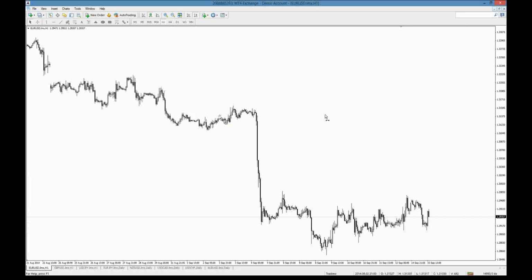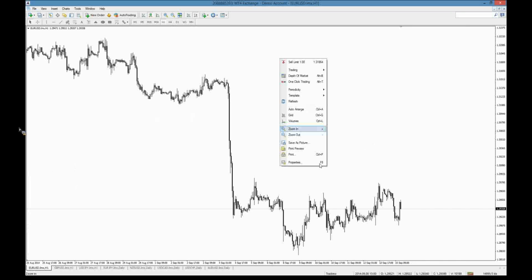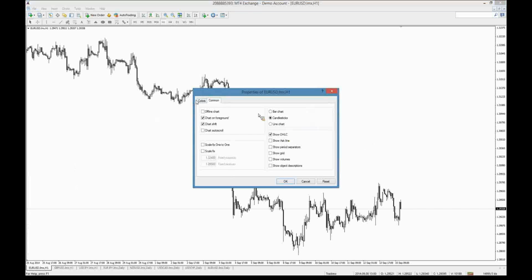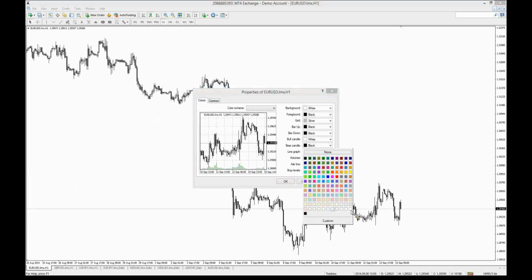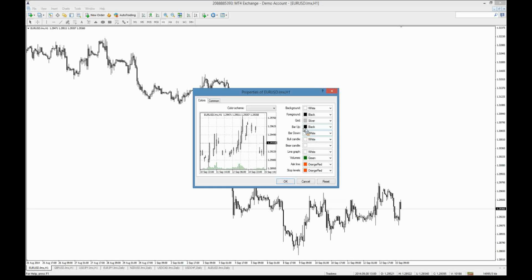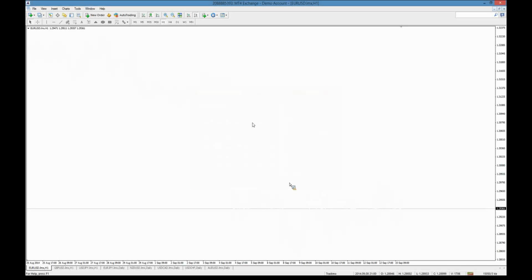Okay, what I'm going to do, in fact, before I move the chart, I'm going to go into my color setting here. Okay, so color, and all I'm going to do is change all the candles on the chart to white. And what that's going to do is give us a blank chart. All right. So what I'm going to do now is just scroll this across here.